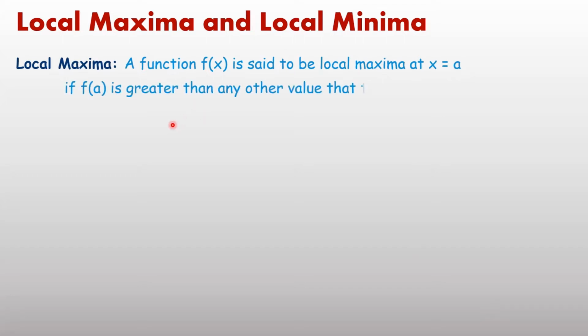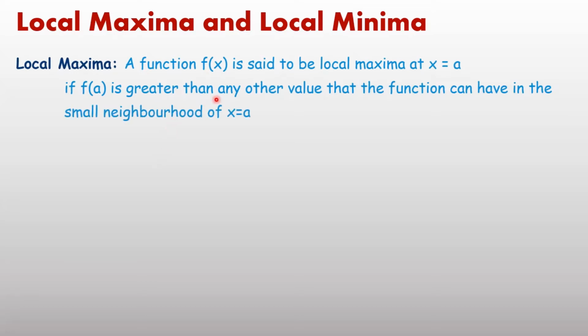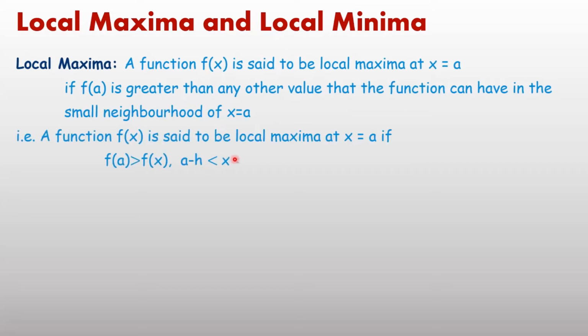Now the next situation: local maxima or local minima. The word local represents the area in which we will confine the domain or interval of the function in which we are going to check for maxima or minima. A function f(x) is said to have a local maximum at x equal to a if f(a) is greater than any other value that the function can have in the small neighborhood of x equal to a. In other words, small neighborhood means nearest to a.